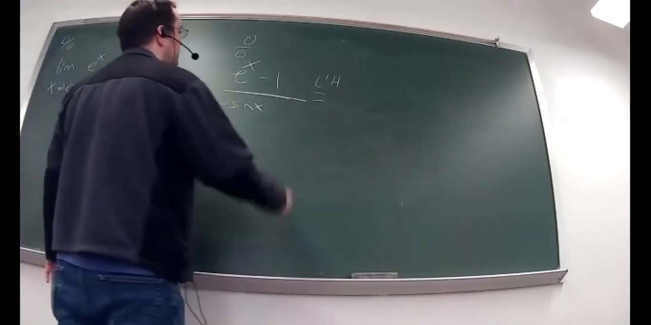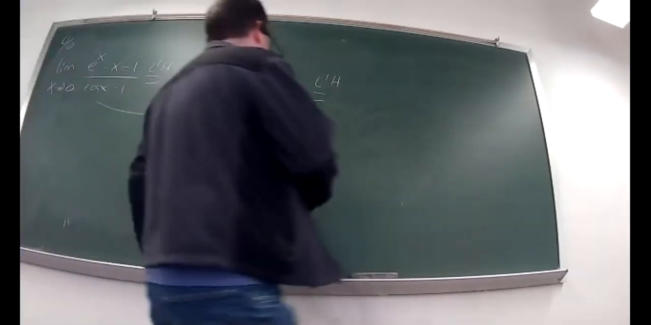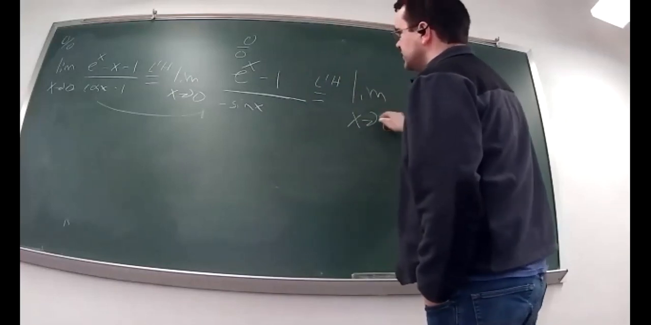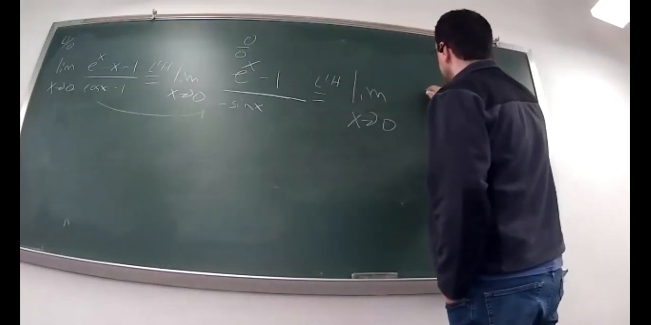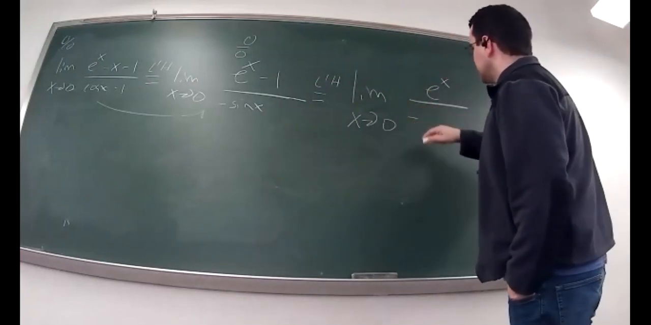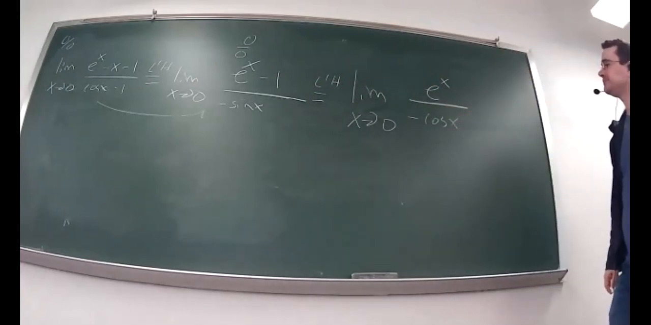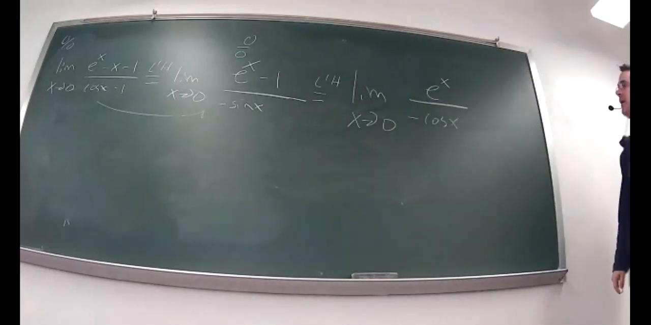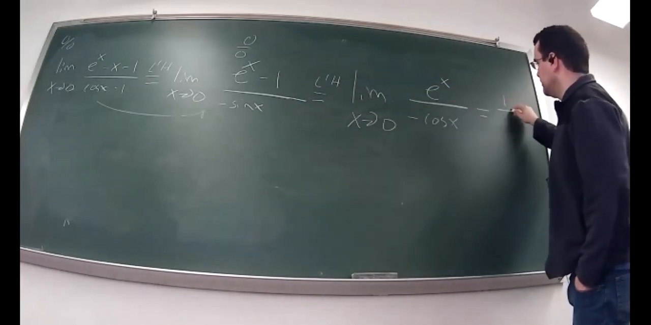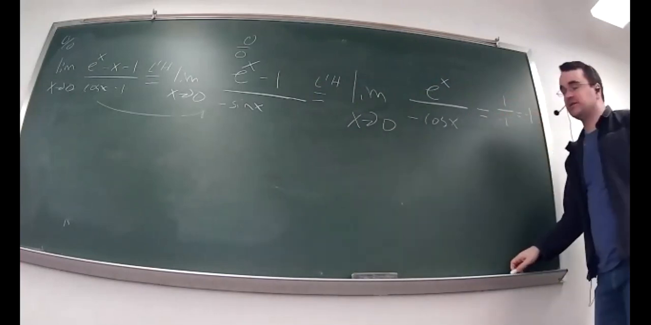And here I'm hopeful because I have this constant that's going to disappear when I take another derivative. So let's take limit as x goes to 0, and here derivative of e to the x minus 1 is just e to the x, and the derivative of sine is cosine, so I'm going to get e to the x over cosine of x. And now here, I can plug in 0, and I get e to the 0 equals 1, cosine 0 equals 1. So my answer is negative 1.